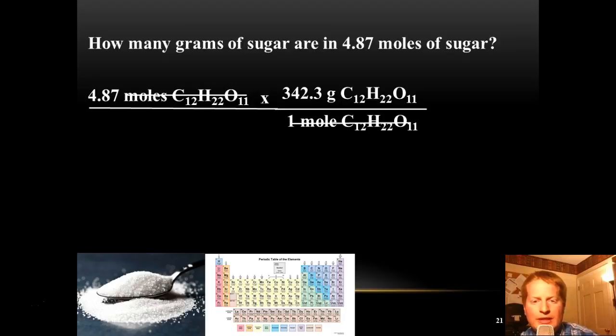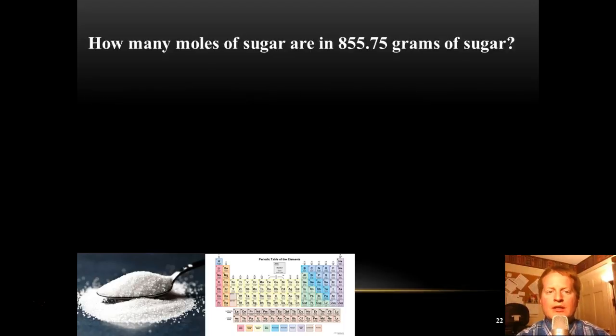So then we just multiply across the top, and then we find that it turns out there are actually about 1,667 grams of sugar in that many moles of sugar. And so we solved that one. Next question, how many moles of sugar are in 855.75 grams of sugar? So now we're going from grams to moles. So we start with our given, just like always.